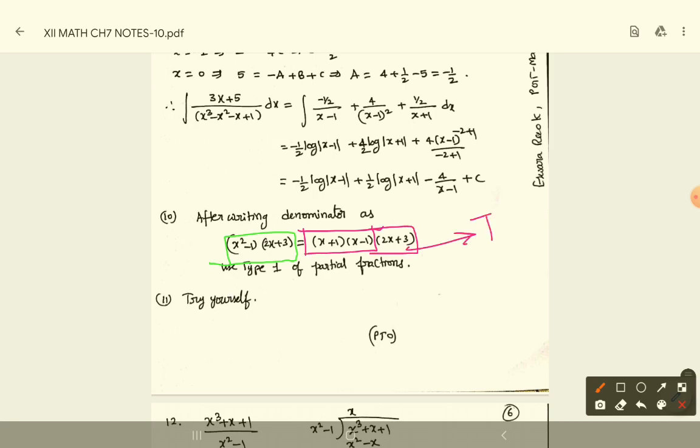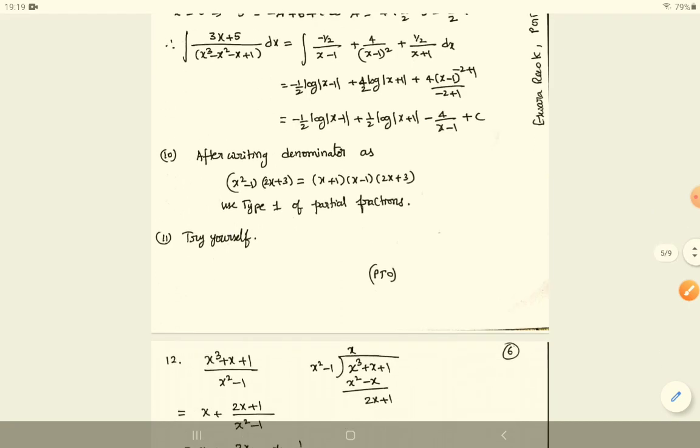That means it is of type 1, where the denominator is expressed as different linear factors. So with the help of type 1, you can find out the values of a, b, c, because there are 3 linear factors. Then you can integrate individually. Easily you will get it. You will have to practice a lot.